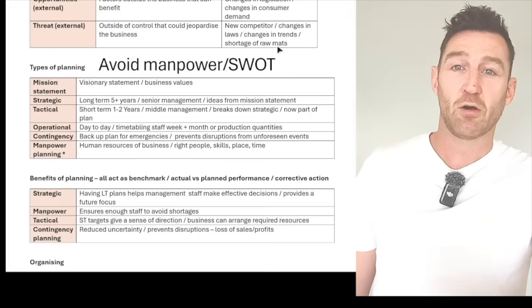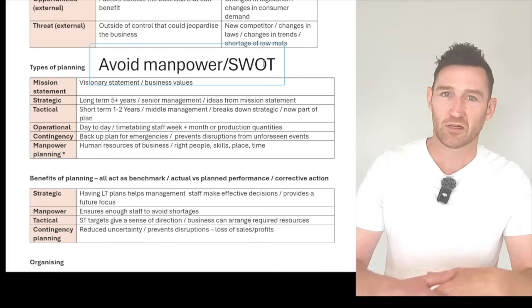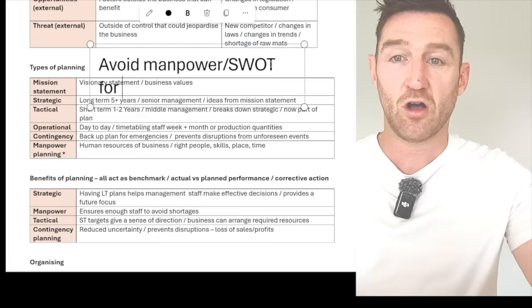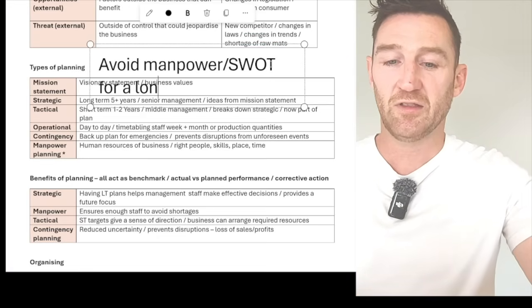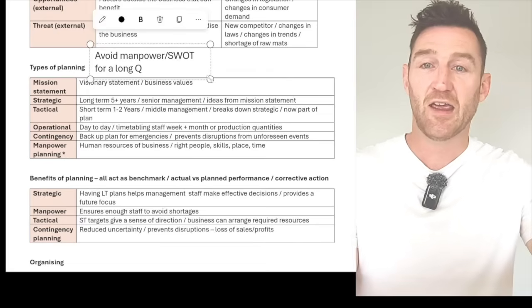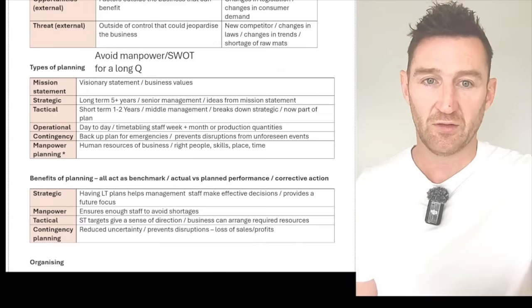So avoid manpower. And I say SWOT as well, because sometimes people give SWOT, I think it might be in some of the books, as seen as a pre-planning thing. But again, I'd avoid manpower and SWOT for a long question. But if you think there's evidence of them in the ABQ, by all means, let the text guide you. The text is your best friend, and I'd include them as an additional point there.